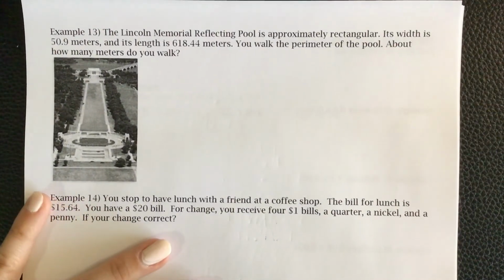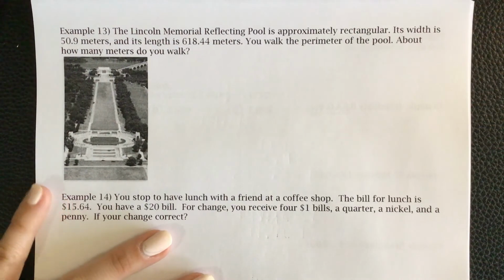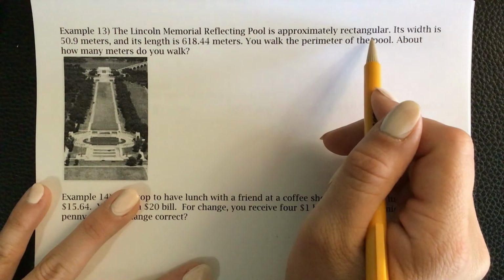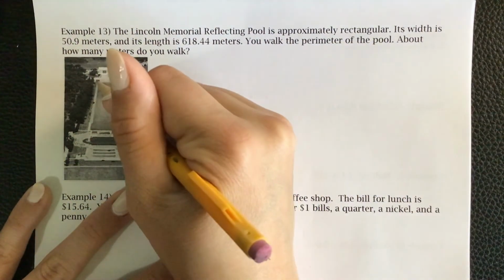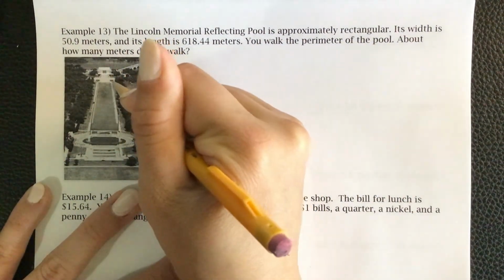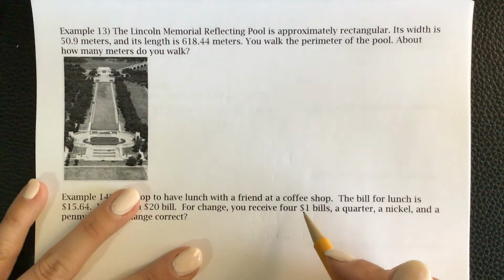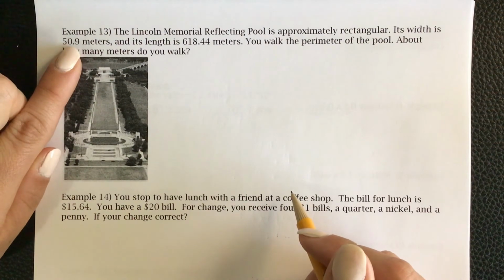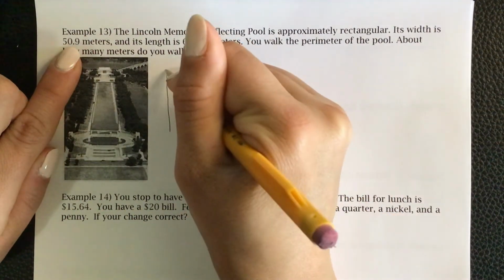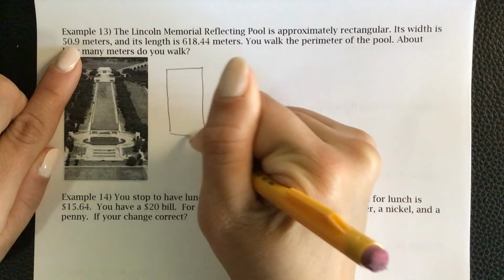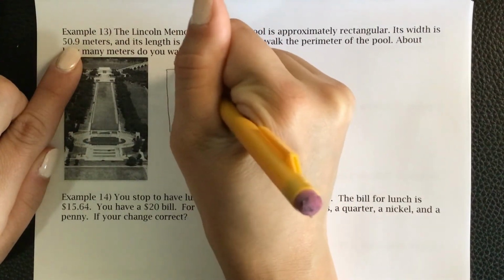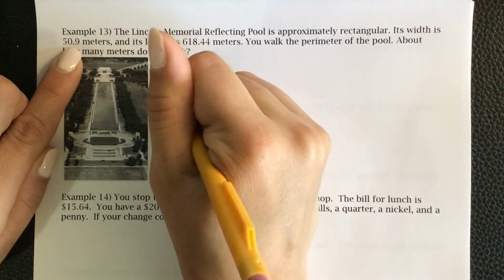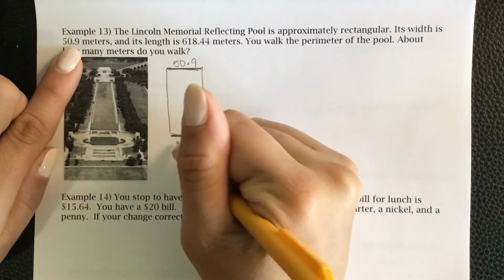Example 13. The Lincoln Memorial reflecting pool is approximately rectangular. It's about a rectangle. So here's your rectangle for the Lincoln Memorial reflecting pool. Its width is 50.9 meters. Okay, so let's draw a new rectangle. Its width is 50.9. The width is this part here. So 50.9.